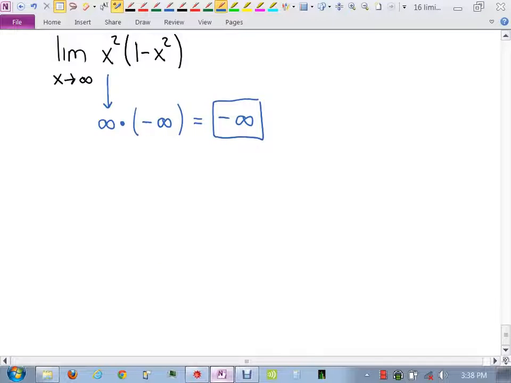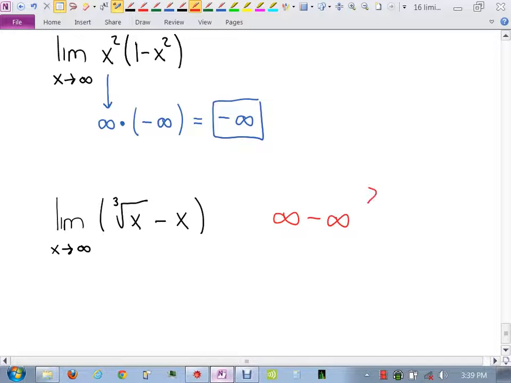So here's the last one, I promise. What's the limit as x goes to infinity of the cube root of x minus x? So what's the cube root of infinity? Infinity still? So we are getting infinity take away infinity again. Still don't know what that is.